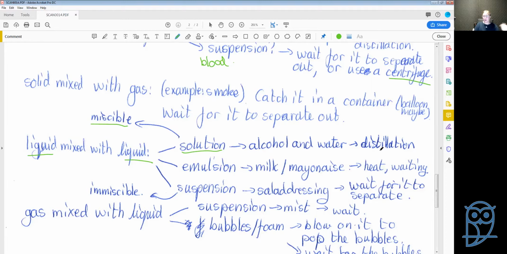So here we could literally separate them out by using distillation. So what distillation does in this sense is you would use a stove in order to heat it up slowly until you get to the boiling point of the first substance. So in terms of alcohol mixed with water, the alcohol will reach its boiling point first. So you would keep it at that boiling point and not go hotter.